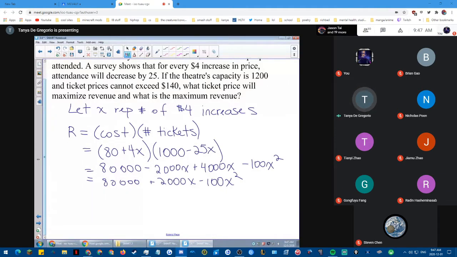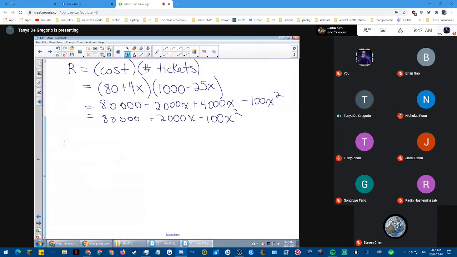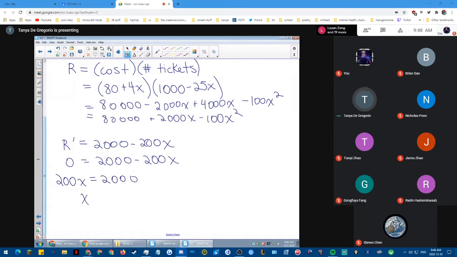Again, you could have done a product rule. It will work. It's still a derivative, right? Instead of having to expand it. Okay, so now when I take the derivative, it's very simple. It's simply 2,000 minus 200x. Nice and simple. We set it equal to 0, and we solve it. And don't forget to show this step. And so x is equal to 10.